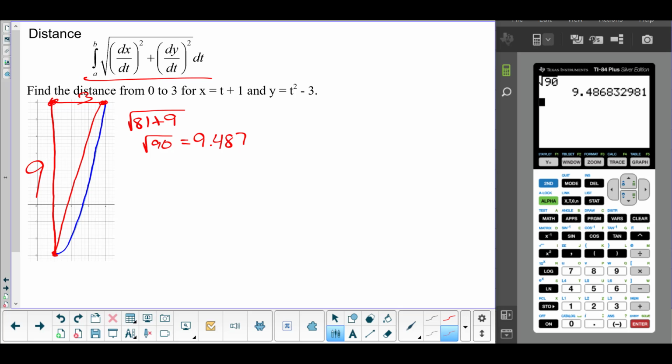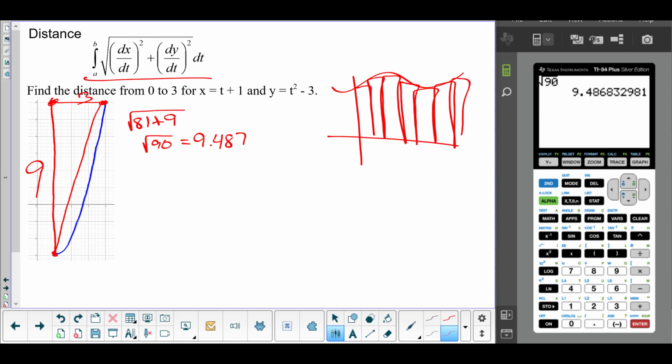Now, remember that integral is adding up an infinite amount of things. So if we have this curve and we wanted to find the area, we would estimate the area using rectangles. And if you wanted a better estimate, you'd use more rectangles. You want a better estimate, use more than that. So we're going to find the area of an infinite amount of rectangles and make those rectangles infinitely small. And then we end up with this perfect area. Well, we're going to do the same thing here, except with little right triangles and their hypotenuse.